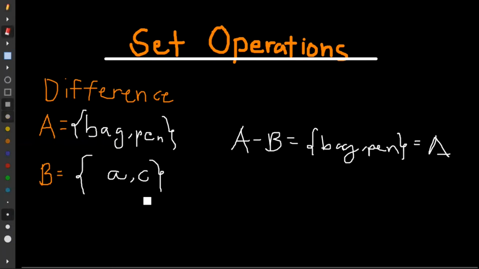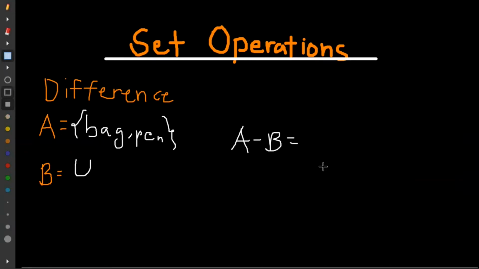For the last example, let's say B is the universal set. What would be the outcome of A minus B? In this case, the outcome is an empty set. The reason is, as I said a while ago, the universal set contains all the elements. That includes bag and pen in this case, so both of these would be removed. So the outcome is an empty set.